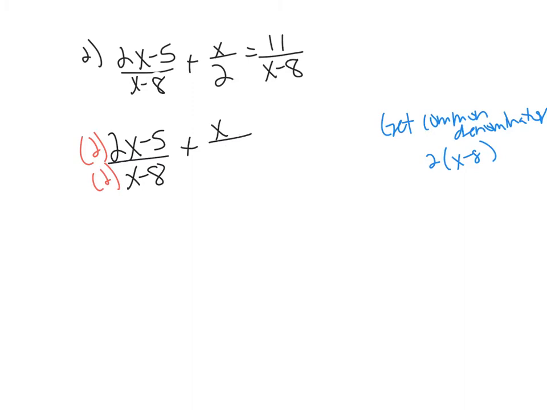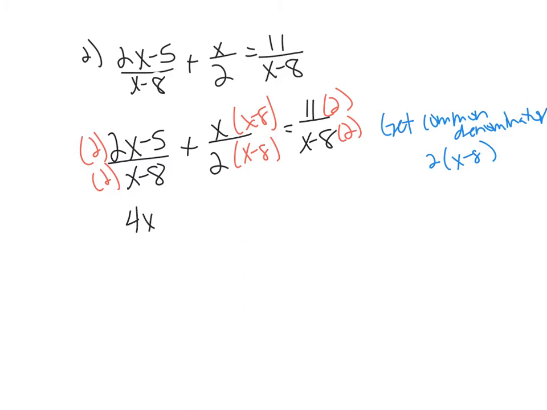Second one, x divided by 2. Well, what's missing from this one? This one has the 2. We're missing the x minus 8. On the right-hand side, well, we have the x minus 8. We are missing the 2. So distribute 2 times 2x will be 4x minus 10.